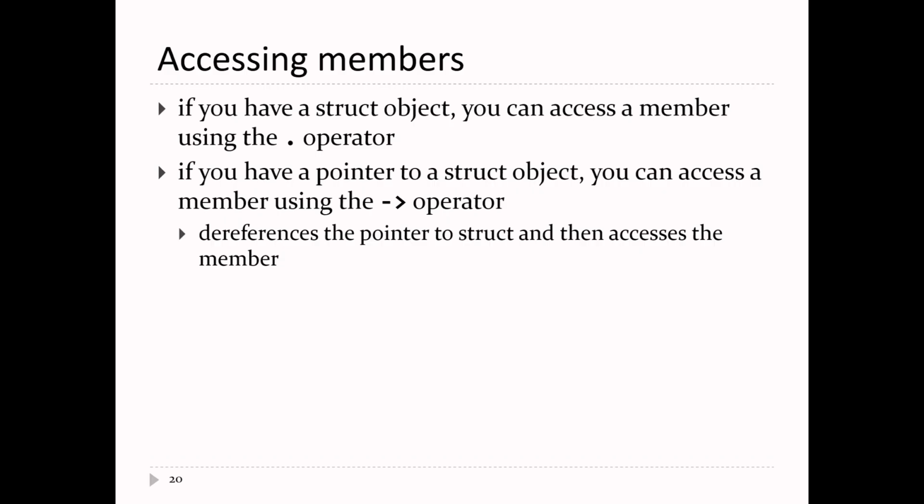Now, if you have a pointer to a structure object, you don't use the dot to access the members. When you have a pointer to a structure, you use the hyphen greater than. That's the arrow operator. This automatically dereferences the pointer and then accesses the member.